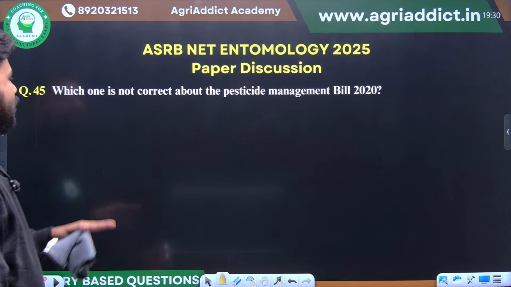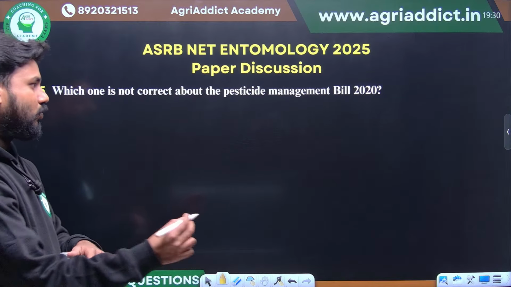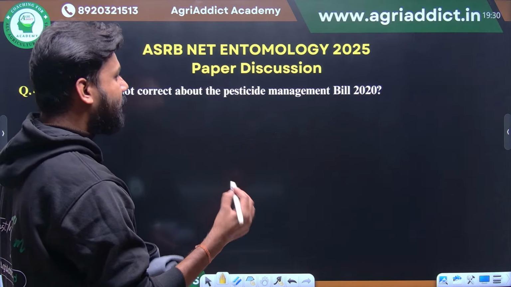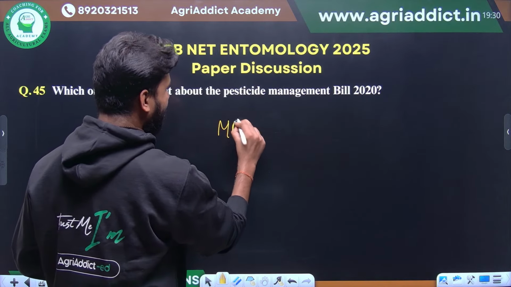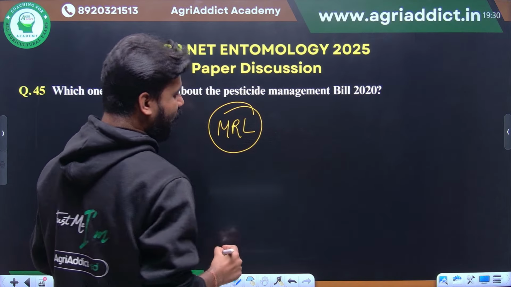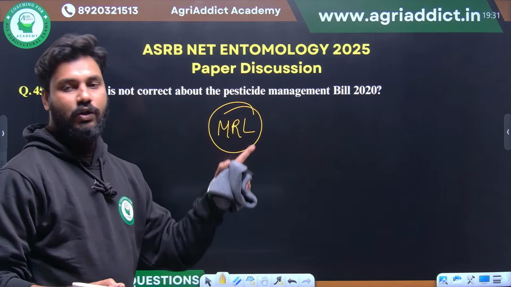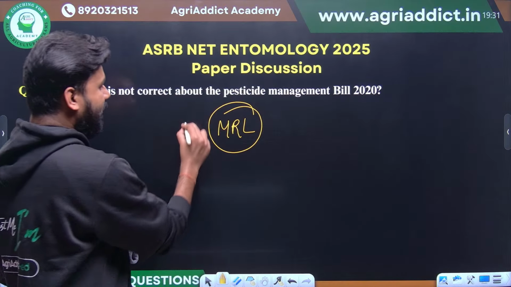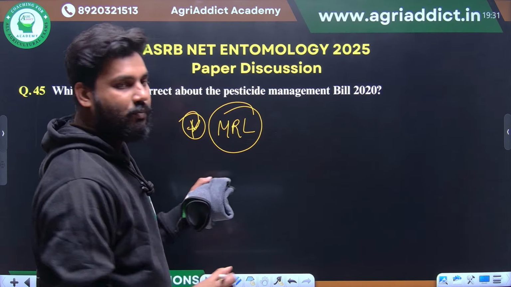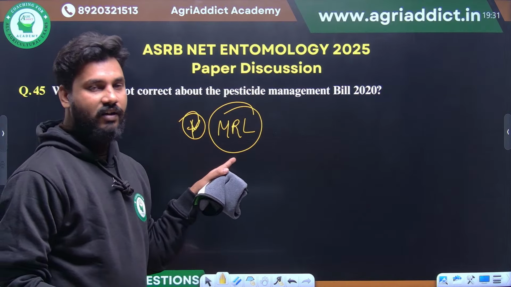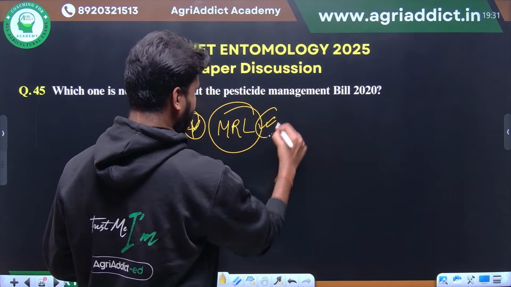The next question is, which one is not correct about the Pesticide Management Bill 2022? Before the Pesticide Management Bill 2022, there was no need of giving MRL for registration of any pesticide. But in the Pesticide Management Bill 2022, they told about the MRL. If any company wants to register their product, they have to give the MRL value. So the correct answer will be the MRL related option.